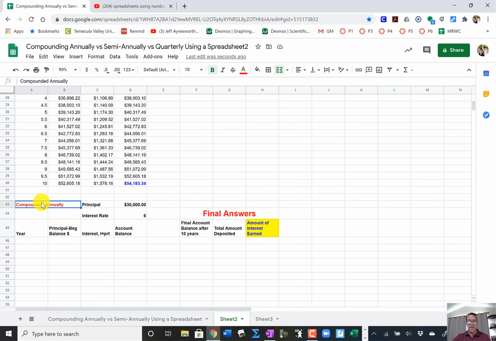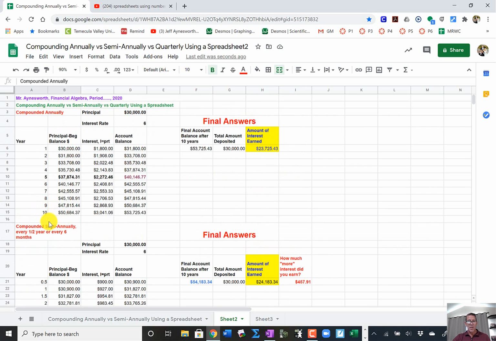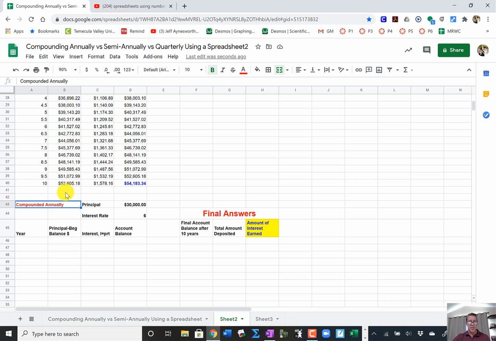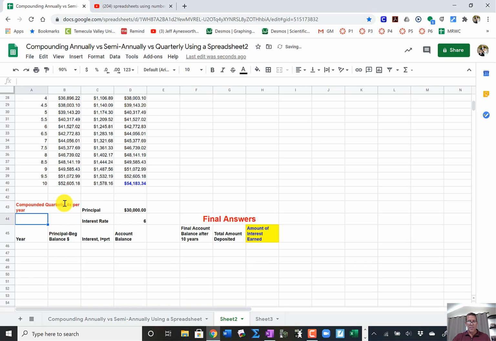Okay, so now we're going to have to change the title. This model here is the third model. The first model was annually. The second model was semi-annually, which means every half a year. The third model here, we're going to compound quarterly. So double click on it and change the title of the model to compound quarterly. There are 4 quarters a year, so we're going to compound it 4 times per year. So that's our third model here.